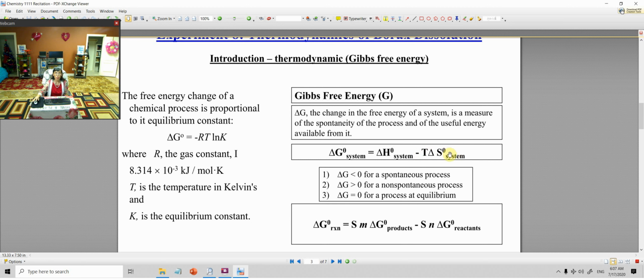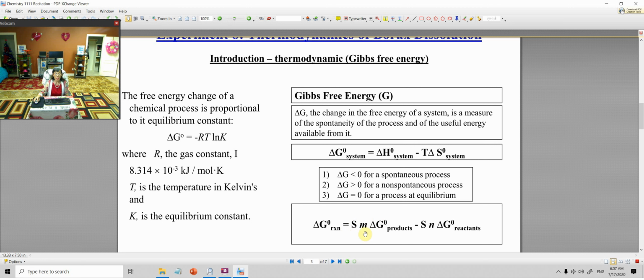So if you have delta G smaller than zero, this reaction or this process is spontaneous, meaning naturally occurring. If delta G is positive, this process is non-spontaneous. If delta G is zero, you consider equilibrium is reached. Your delta G for a particular reaction can also be calculated in a different way.